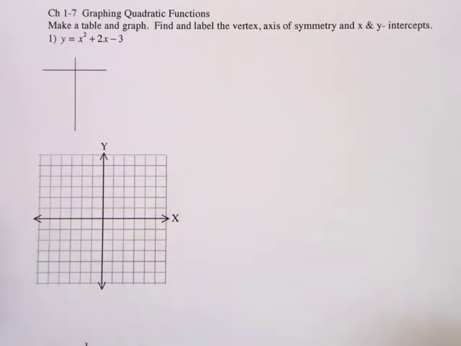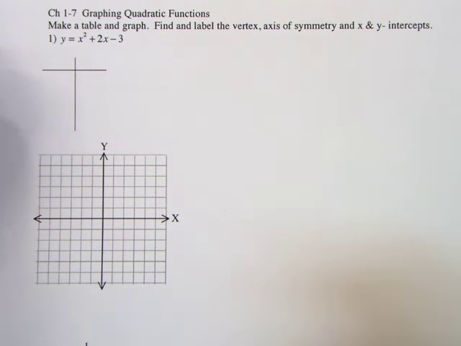Graphing quadratic functions. Make a table and graph. Find and label a vertex, axis of symmetry, and x and y-intercepts. What I want you to do is understand the basics of a quadratic function's graph, which will end up giving us a parabola. There's a formula that you've seen before, negative something. We're not going to use that unless you can prove it.